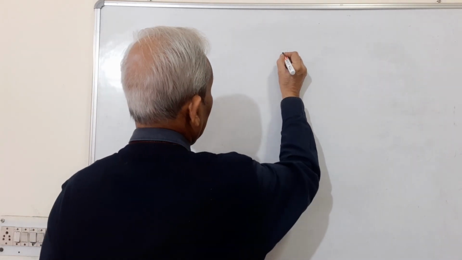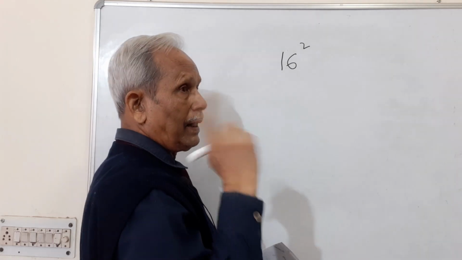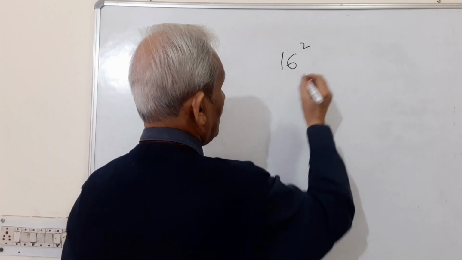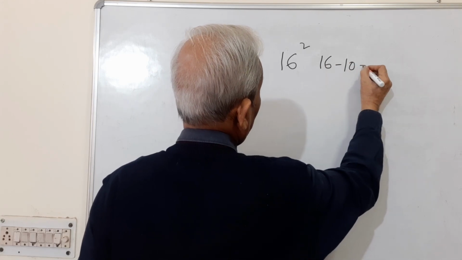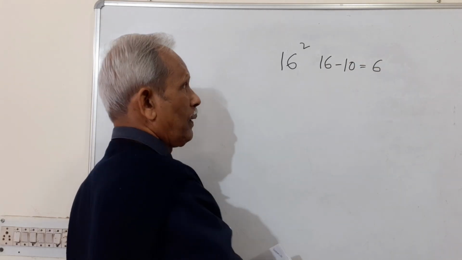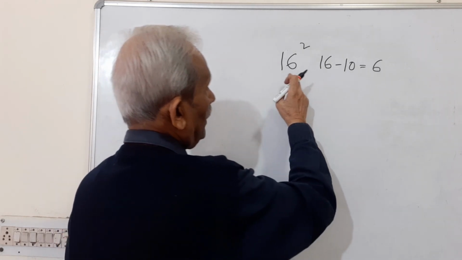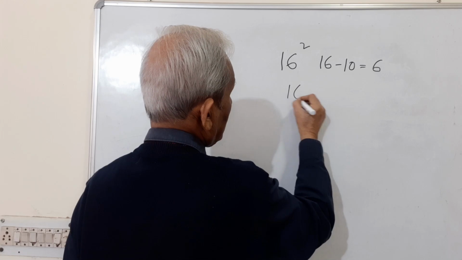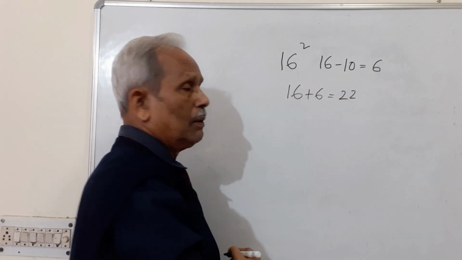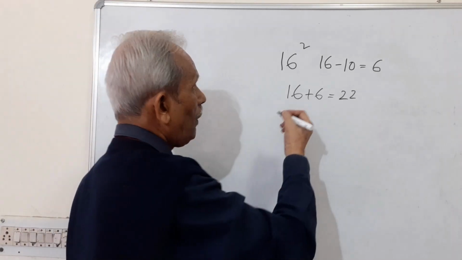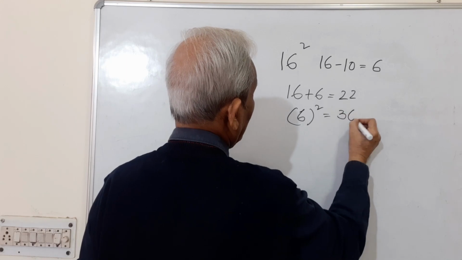It's an easier one again. 16 square. So the nearest base is 10. But here the difference is positive: 16 minus 10 is 6. If the difference is positive, then what do you need to do? 16 plus 6 is equal to how much? 22. That is the first part of the answer. And the second part of the answer is 6 square, and that's equal to 36.